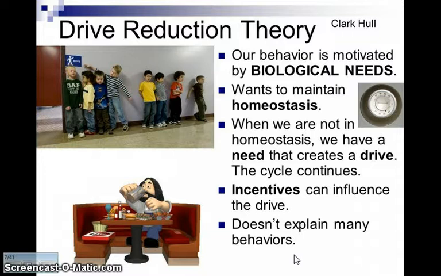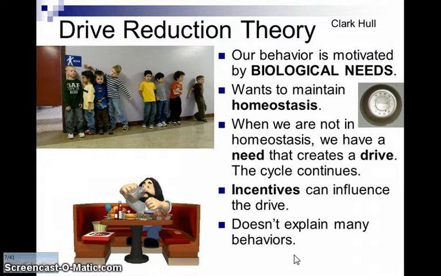One of the theories we look at is the drive reduction theory of Clark Hull. Essentially, he says that our behavior is motivated by various biological needs. We have a need for food, a need for water, a need for oxygen, things like that. And basically, our body tries to maintain a state of homeostasis.